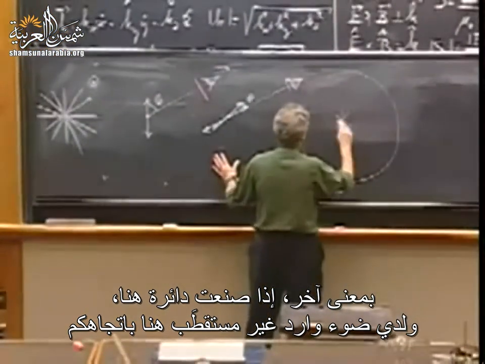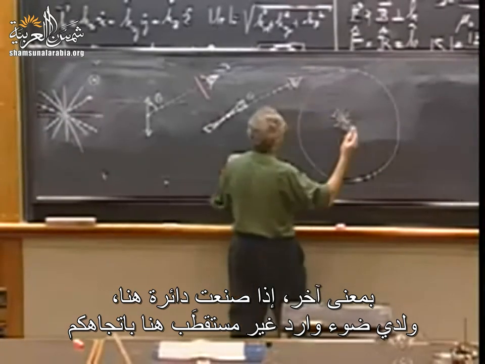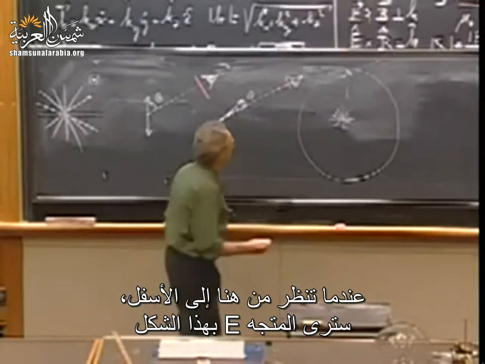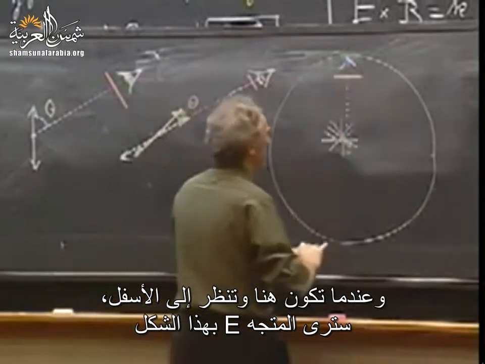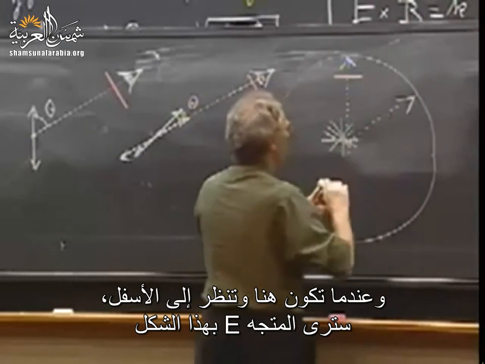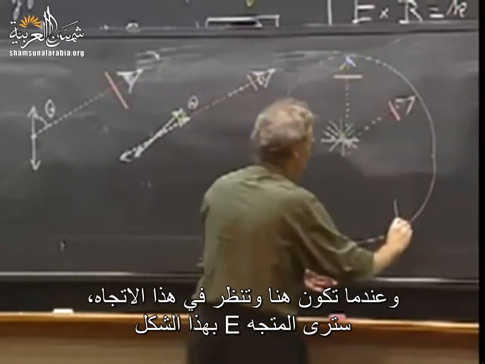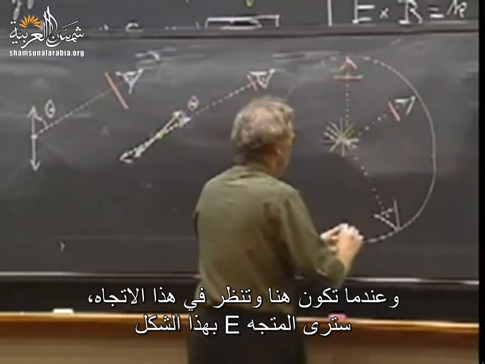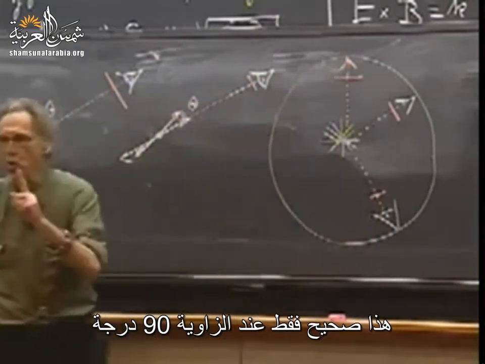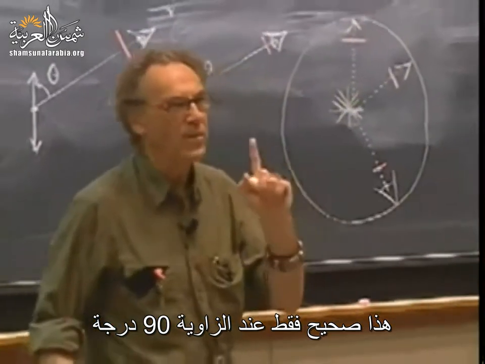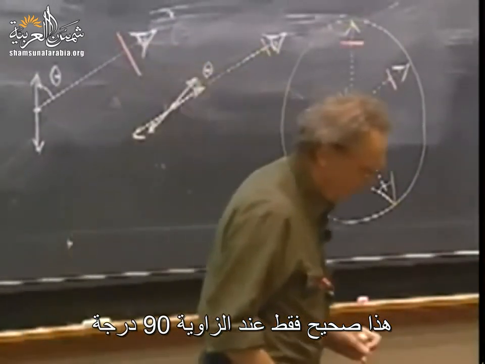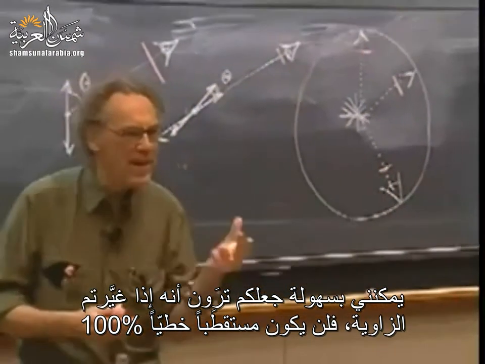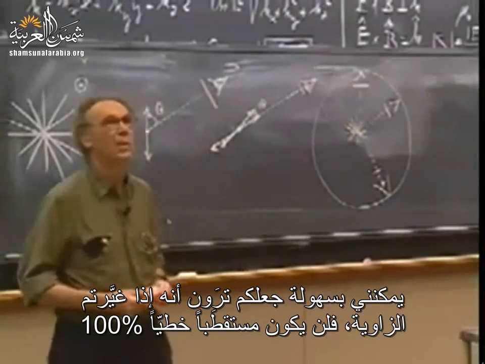and I have unpolarized light coming in here, straight at you, when you're here and you look down, you will see the E vector like this. When you're here and you're looking down, you will see an E vector like this. If you look here and you look in this direction, then you will see the E vector like this. And this is only true if you are at 90 degrees angles. I can easily make you see that if you change the angle, it is not 100% linearly polarized.